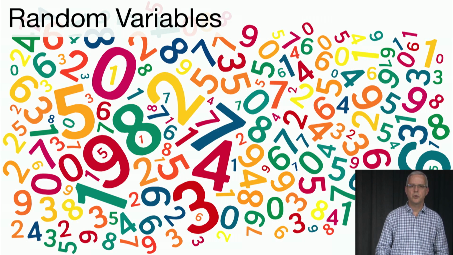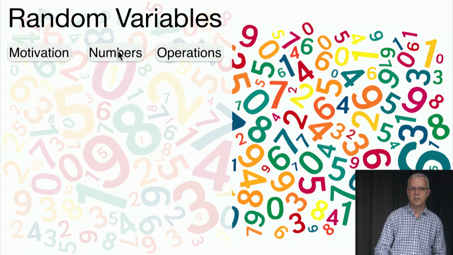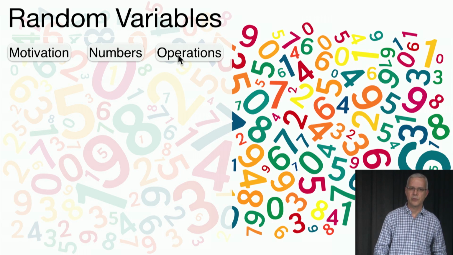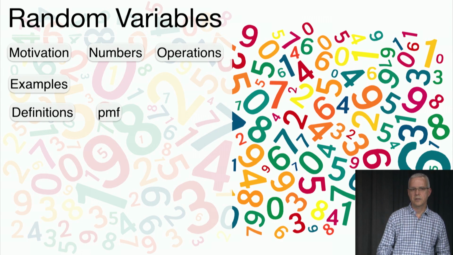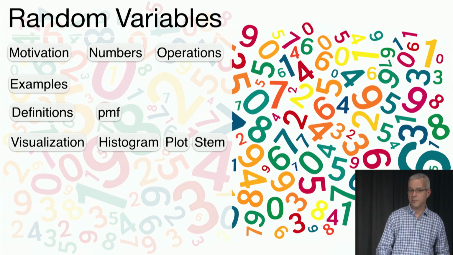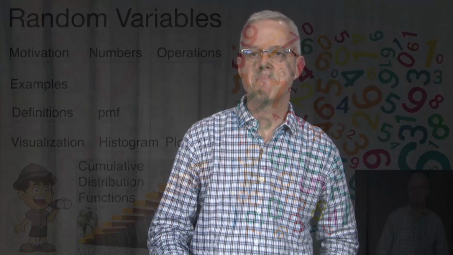Okay. All right. So to summarize, we talked about random variables. We described the motivations, which is that often we are looking at random outcomes whose values are numbers. They're useful, first of all, because they arise in real life, and also we can operate on them, which makes them even more useful, like we can add random variables and so on. We gave a couple of examples, and then we defined the PMF, the probability mass function for a random variable. We saw how to visualize them using histograms, using plots, and using stem plots. And next time, we're going to talk about cumulative distribution functions. See you then.